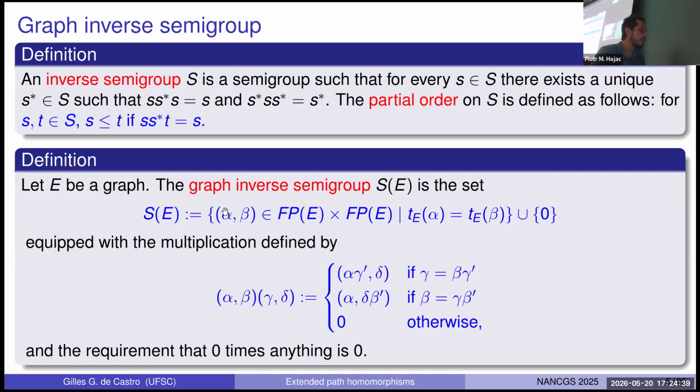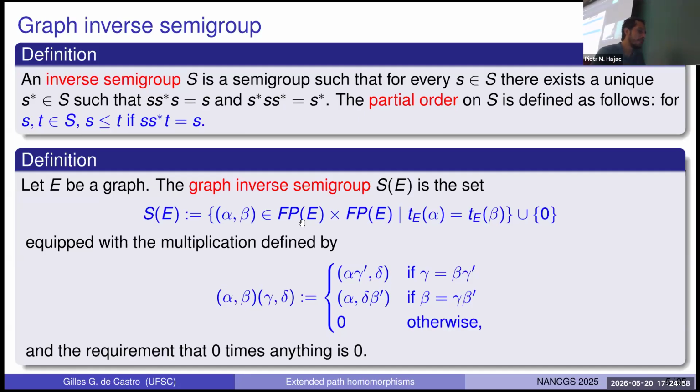In the first paper where they consider this kind of inverse semigroup, if you're thinking about partial bijections, you look at the set of all finite paths. Basically, beta star is removing beta and alpha is gluing alpha back. So that's why they need to have the same targets.